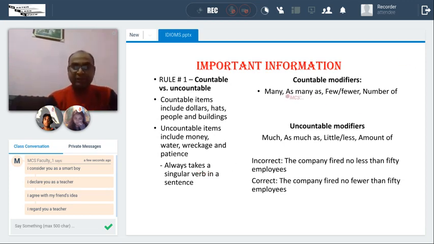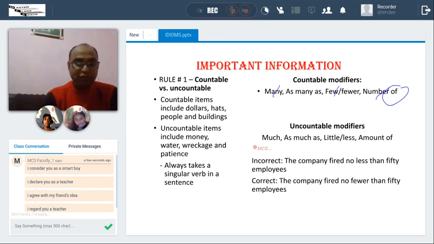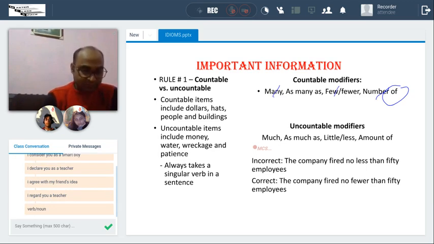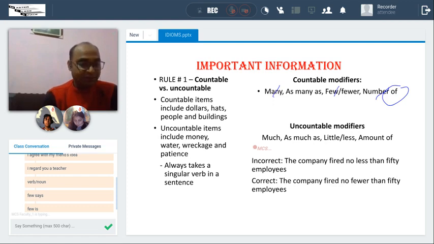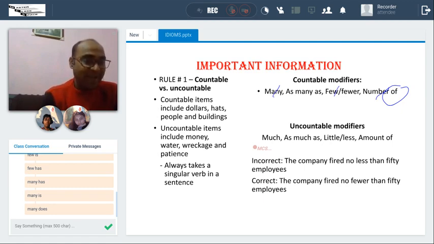All right. So remember, whenever we talk about many, few, or number, after these words, the verb and noun both should be plural. So when we say few, few says is incorrect, few has is incorrect. It should be few say, few are, few have. All right. At the same time, many has, many is, many does is no. It should be many do, many are, many have.